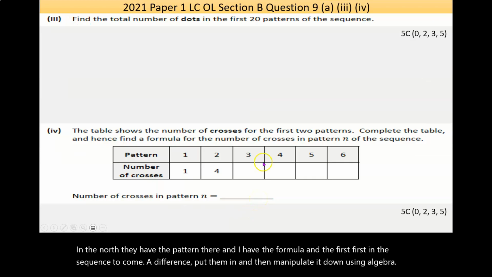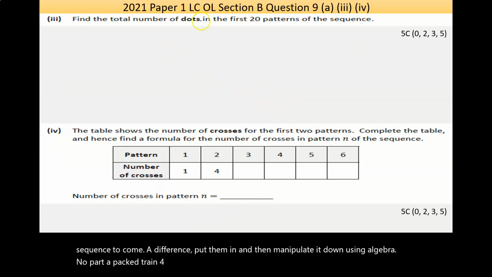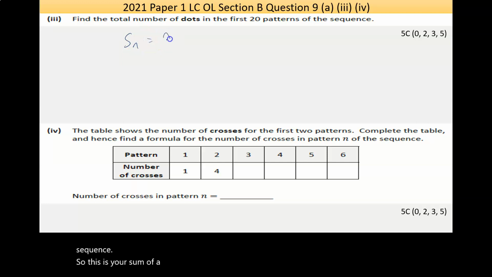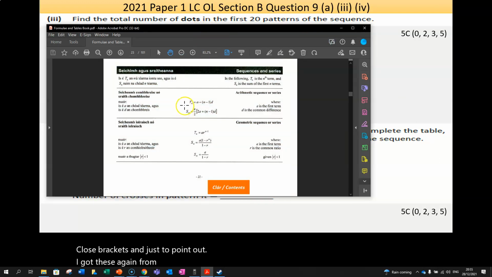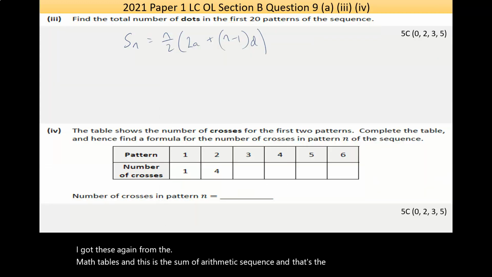Now part 3 says find the total number of dots in the first 20 patterns of the sequence. So this is your sum of a series, S of n, is equal to n over 2 times 2a plus n minus 1 times d, and close brackets. Now just to point out, I got these again from the maths tables, and this is the sum of an arithmetic sequence. And that's the second formula there.